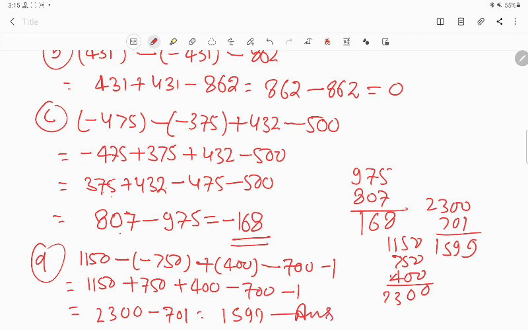This is all the questions, boys. You copy it, and after completing this exercise of chapter 1, you submit your notebook. Afternoon, thank you, boys. You complete the remaining questions whatever I left, and next day I will teach multiplication of integers, and then I will teach you division of integers. Okay, boys, thank you. Afternoon.